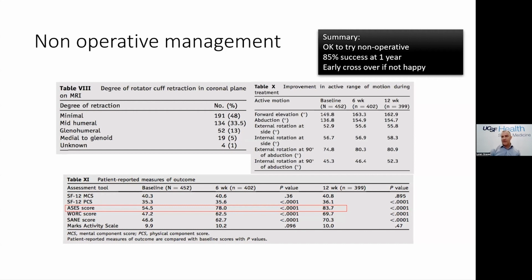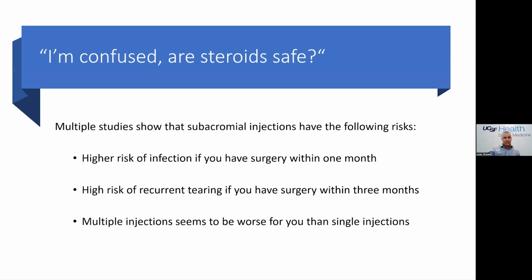So the summary I have for patients is if you're not weak, it's okay to try non-operative therapy. There's a very good chance you're going to be successful at 1 year. And if you're not happy, you know that physical therapy hasn't worked in about 6 weeks, so you're not wasting that much time. Now, what about steroids? I think steroid injections get a lot of different data. And in the rotator cuff, there are multiple studies that show that subacromial injections, which is what we usually do for rotator cuff tears, have a higher risk of infection if you're going to have surgery within 1 month.